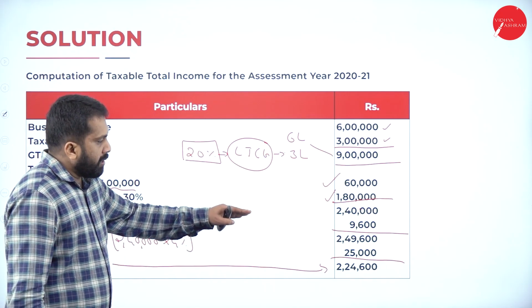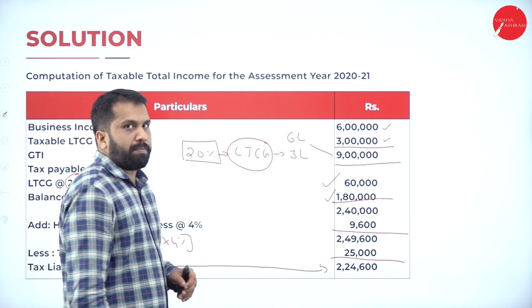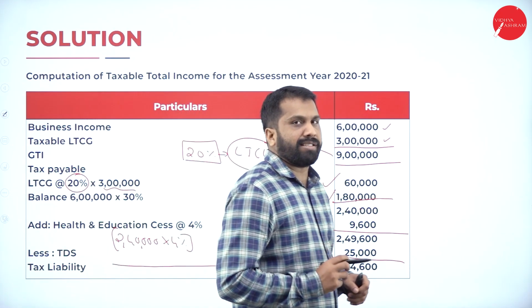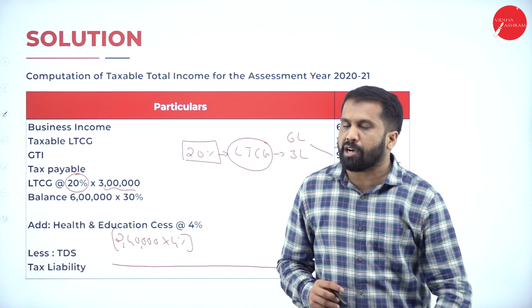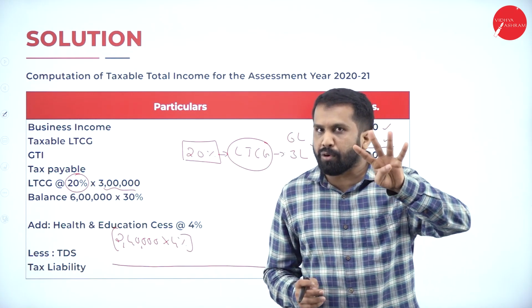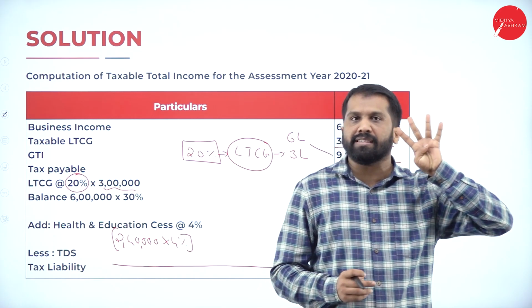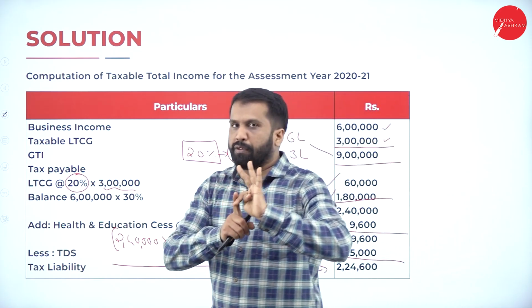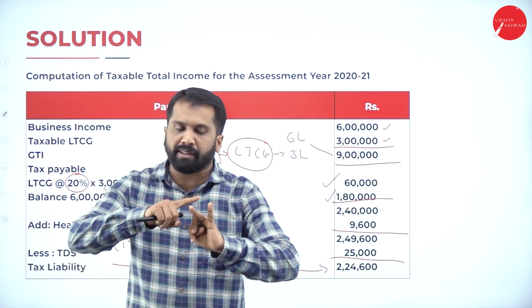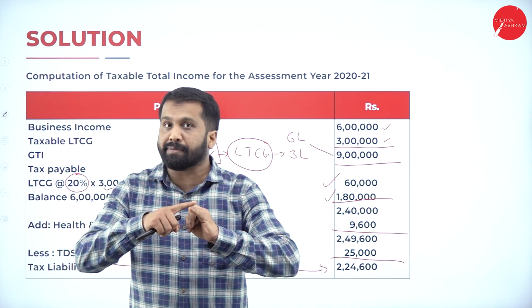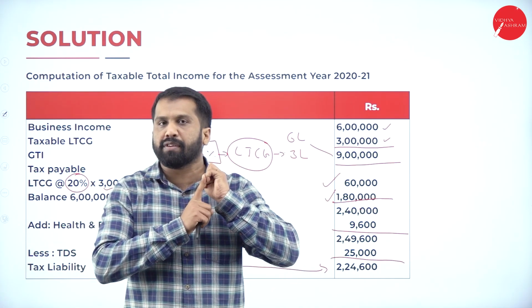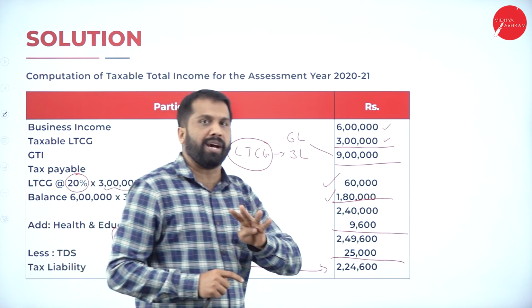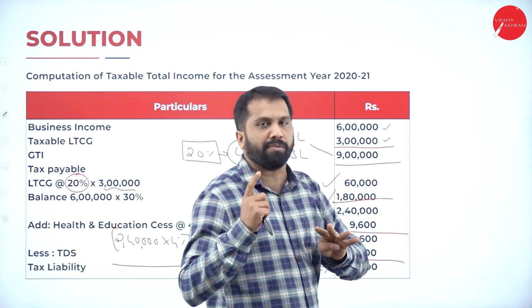So 2,24,600 you are supposed to pay as tax. What kind of tax are you paying? Advance tax. How many installments will you get? 4 installments. What are the dates for that? June 15th, September 15th, December 15th, as well as March 15th. These are the installments you have while calculating your advance tax.